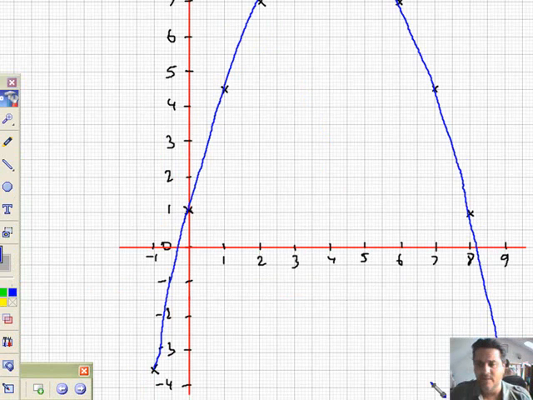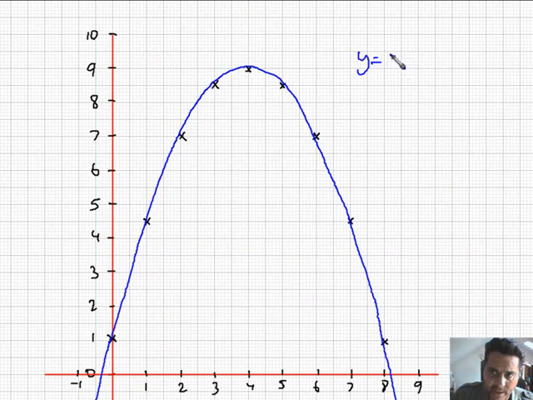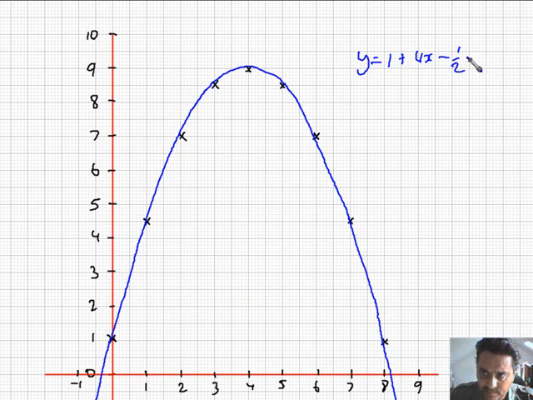Oh, that's lovely. So lovely, I'm going to label it. Right, that's y equals 1. What's the equation? I lost track. Plus 4x, take away half an x squared. There it is. It's absolutely beautiful.